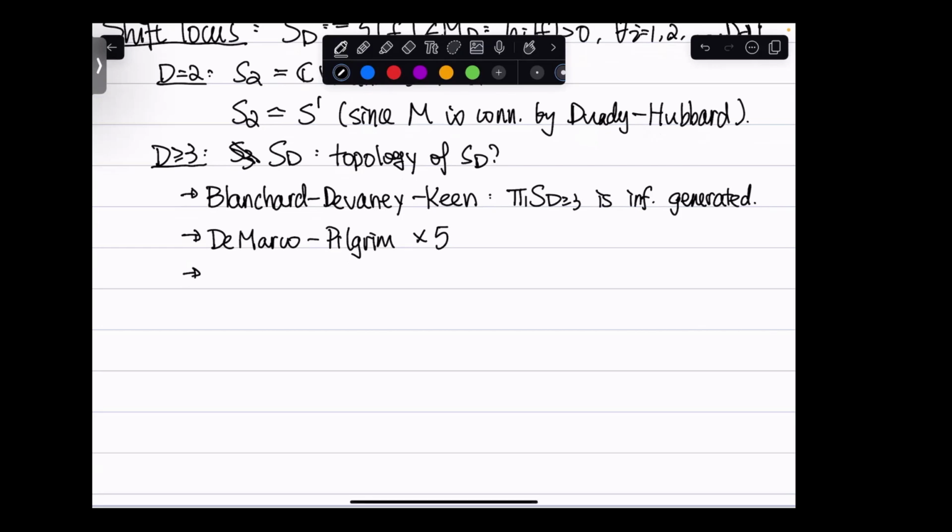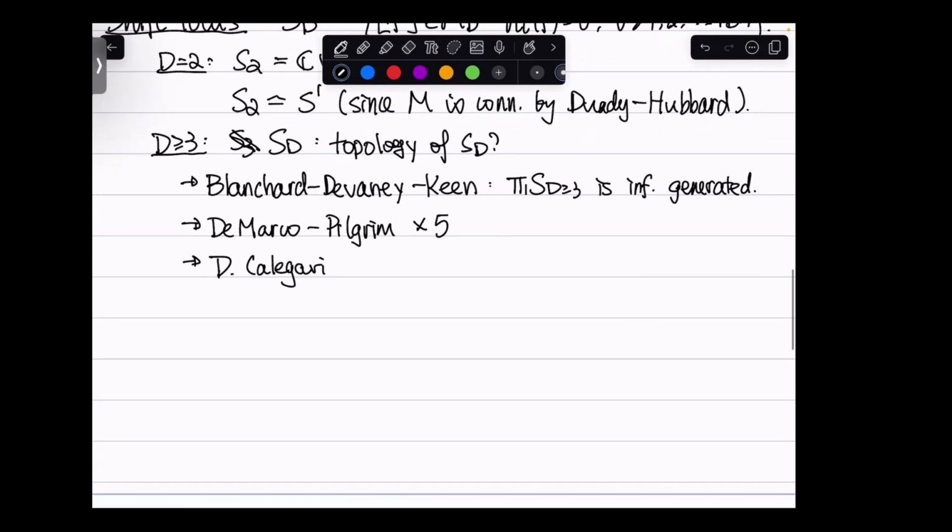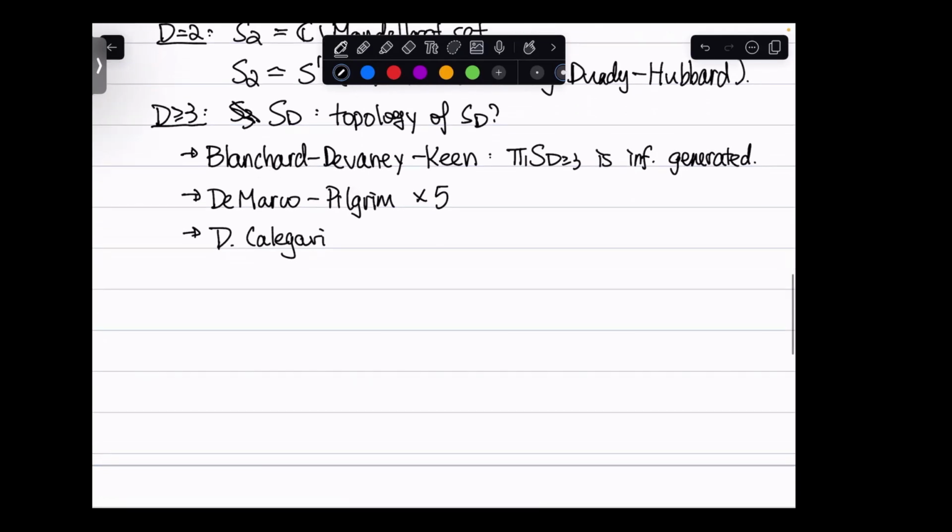And the third development was the recent development of Danny Caligari, where he gave an algebraic geometric description of the topology of the shift locus. So in this talk, we're not going to explore the topology of the shift locus, but on the other hand, we're going to explore the geometry of the shift locus. So we want to give a geometry. In particular, we define a geometry on the shift locus such that we can understand the space.